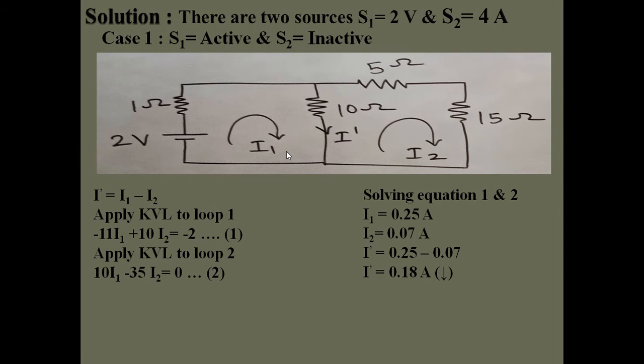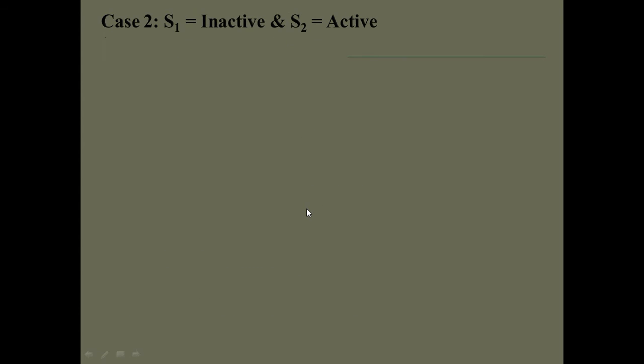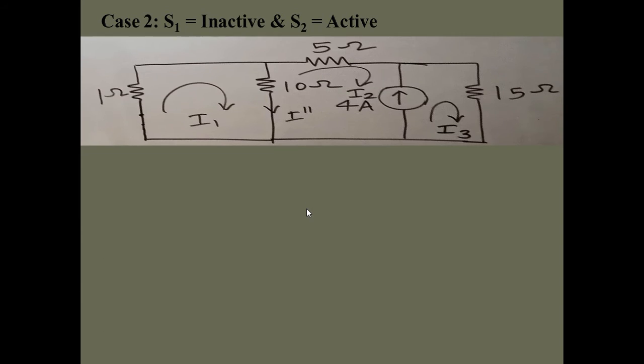So for case 2, our second source will be active and the first source will be inactive. That means the current source is active and the voltage source is inactive. Here the current flowing through 10 ohm will be I double dash, and the equation for I double dash will be I1 minus I2. We will apply KVL to find the current through 10 ohm. When we apply KVL to loop 1, our equation will be minus 11 I1 plus 10 I2 plus 0 I3 is equal to 0.